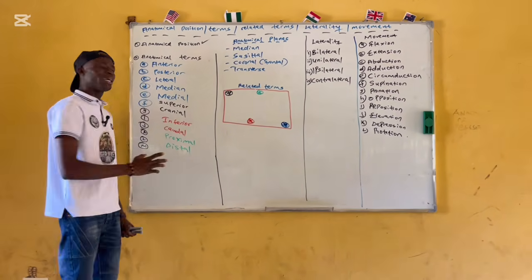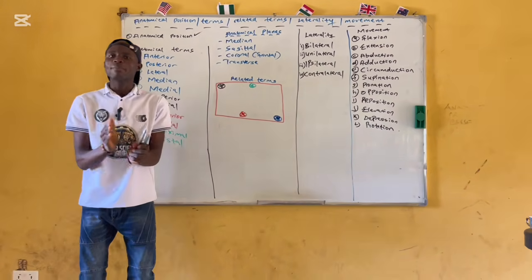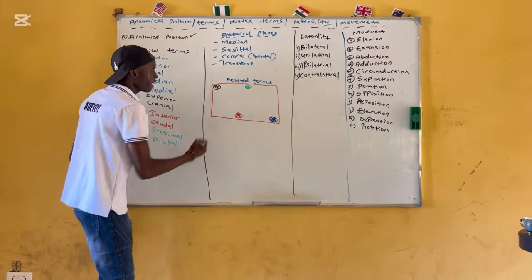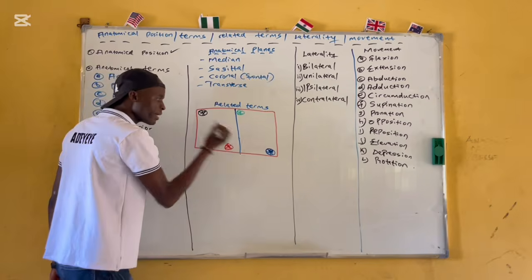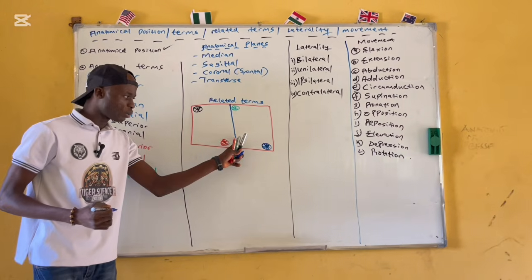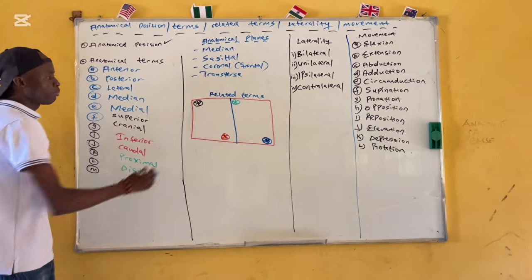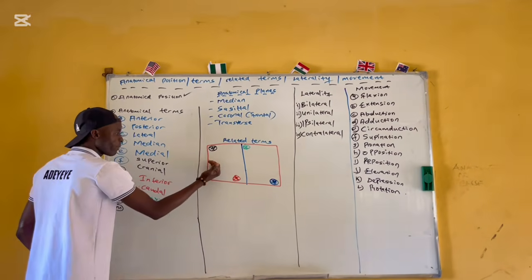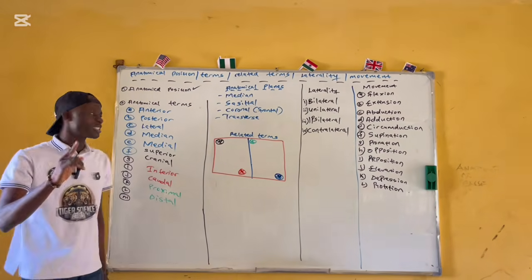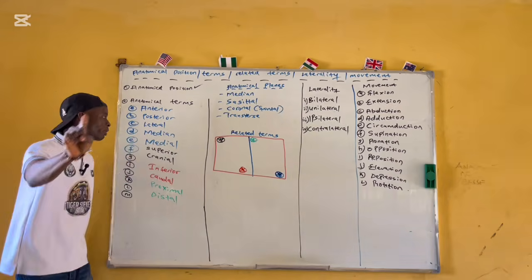Now when you say lateral, lateral is moving away from the median plane. Let's see that. Here is what they call the median plane. The blue line is the median plane. So when you say lateral, lateral is moving away from the median plane. It's moving away from the middle. That's the meaning of lateral. Lateral is only moving away from the middle.